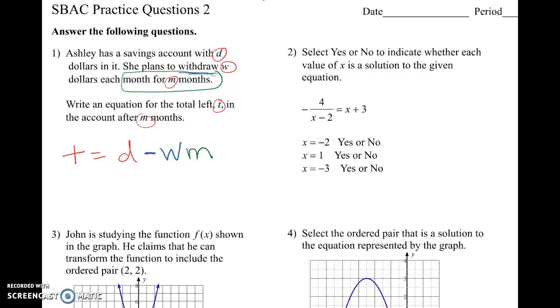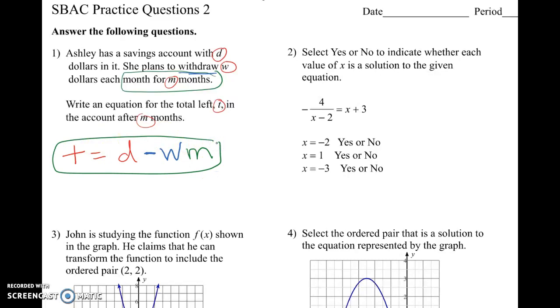So we would multiply those two values. So if she's taking out, let's say, $10 each month. So on the first month she took out $10. Then W, she's taking out $10. And the second month she took out another $10. And the third month another $10. And the fourth month another $10, and so forth. So over, let's say, 10 months, you would multiply these together, subtract from what she started with, and that would be her total. So this is the equation that represents it.